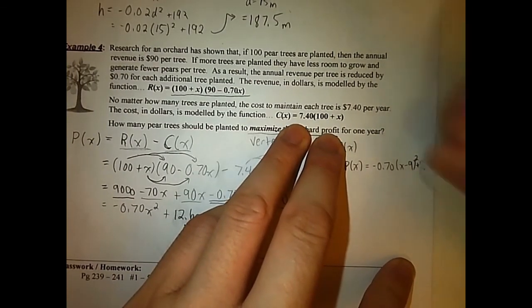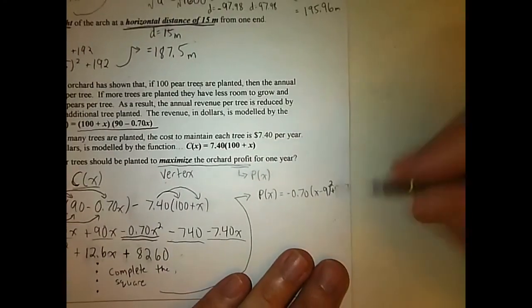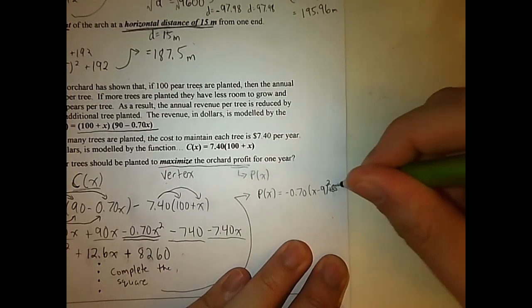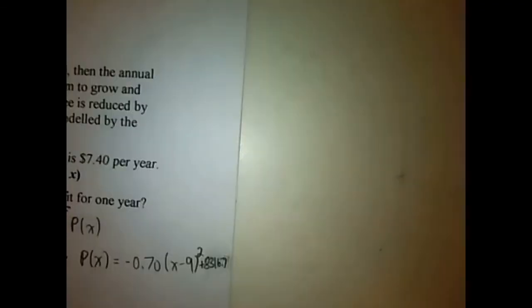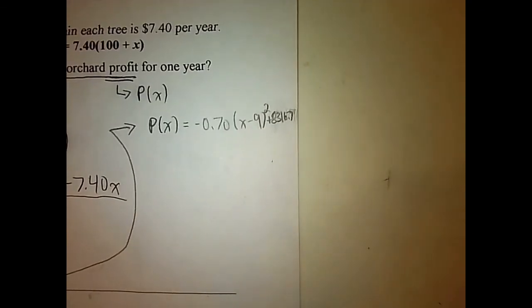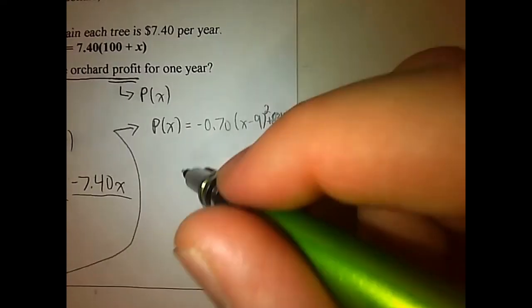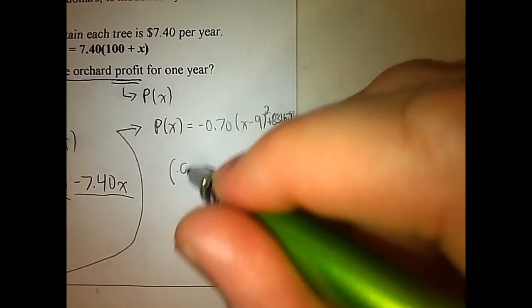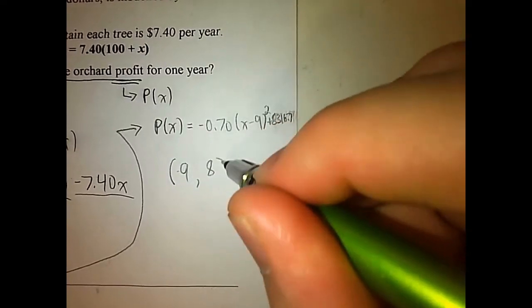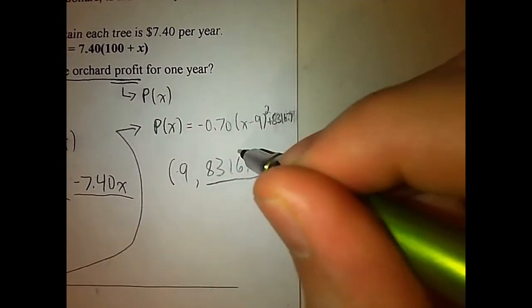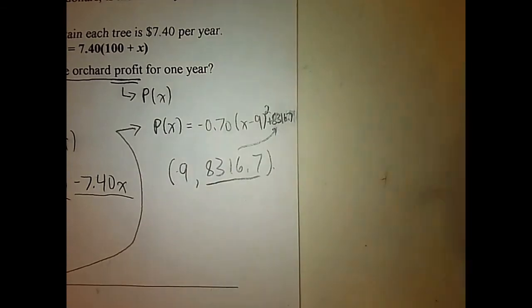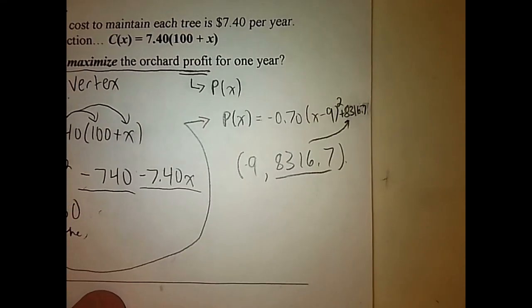And normally I'd pause the video, but this video is already pretty long, so I'm just going to do this. And I'm going to zoom in a whole bunch. So we get this. This is our equation. So my vertex, if you're like, I can't read that number, 8316.7, which would be right there. That's what that number is. So this is my vertex.